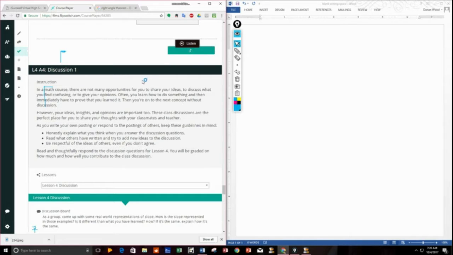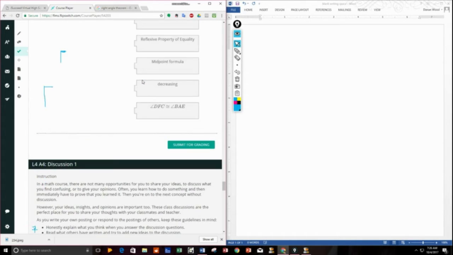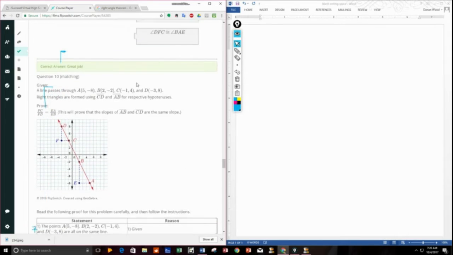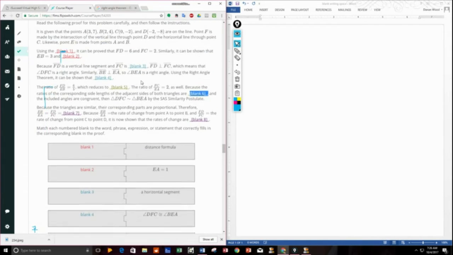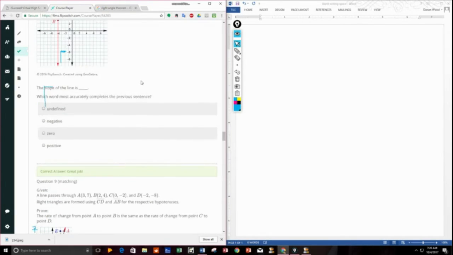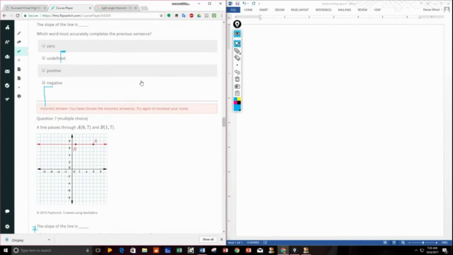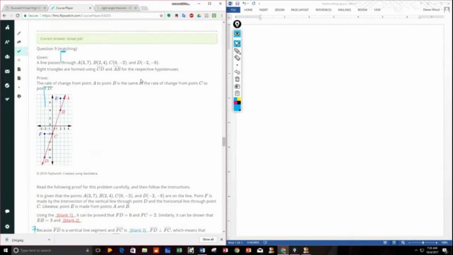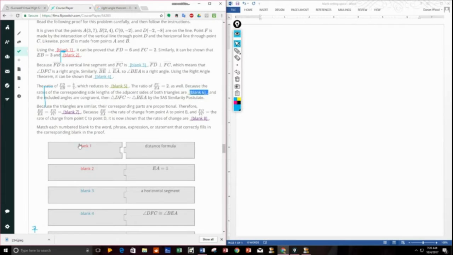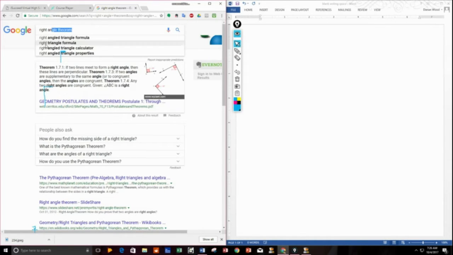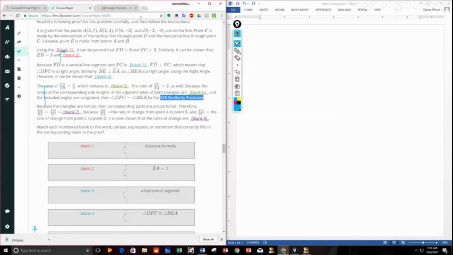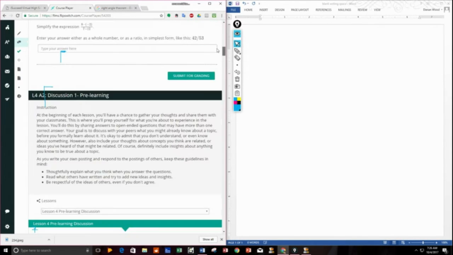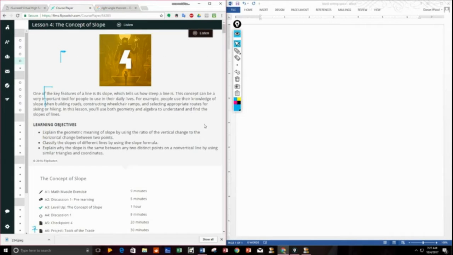Submit for grading. So let's go check for 7. Make sure that what we changed was correct. We were on question 9. Make sure what we changed was correct. There we go. All right. And then another thing that we could do is they used the side angle side similarity postulate. So you could do one of two things. You can go to Google, or you could go to, where is it?